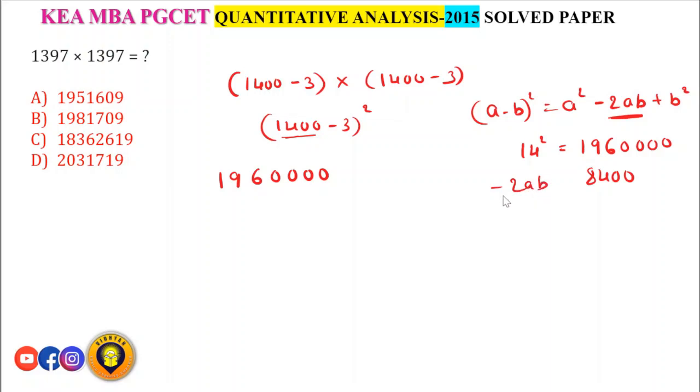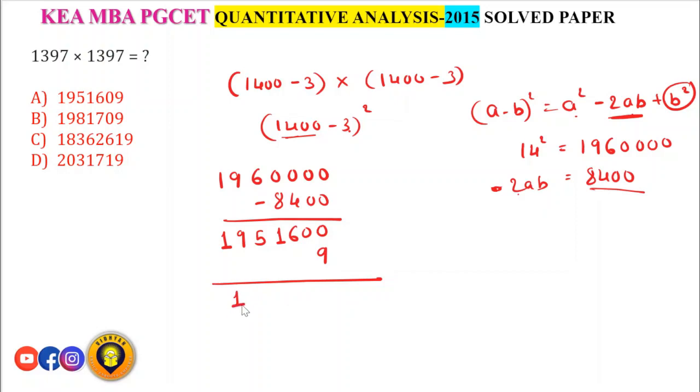So 2ab becomes 8400. You have to subtract: a square minus 2ab. If you subtract 8400 from this, 10 minus 4 is 6, 9 minus 8 is 1, so you get 1951600. Then plus b square. b square is 3 square, which is 9. So what is the answer you will get? 1951609. That is option A, the correct answer.